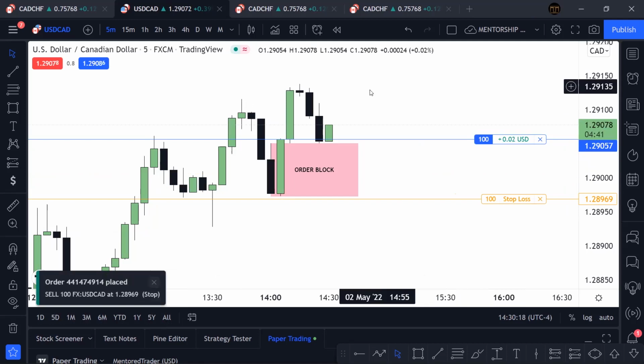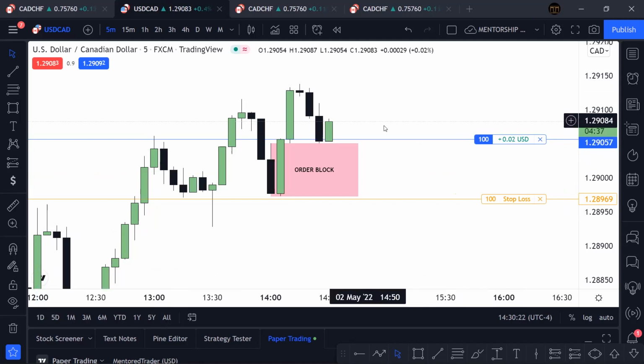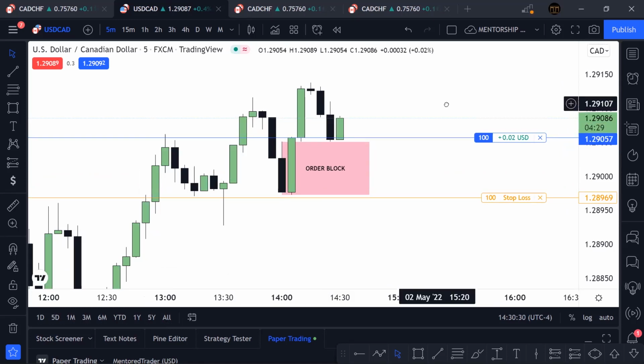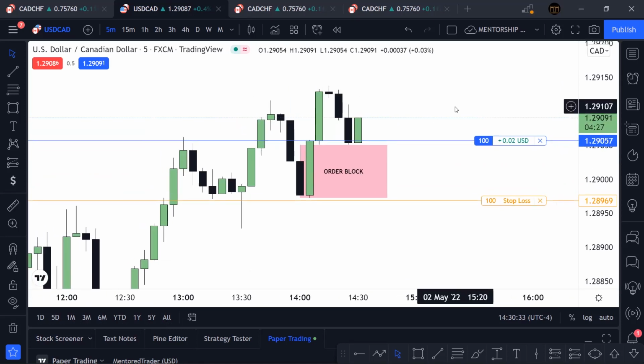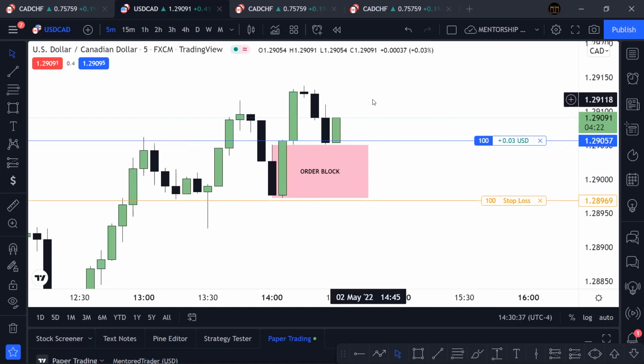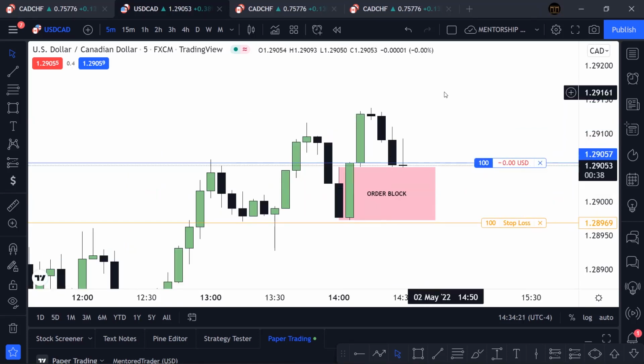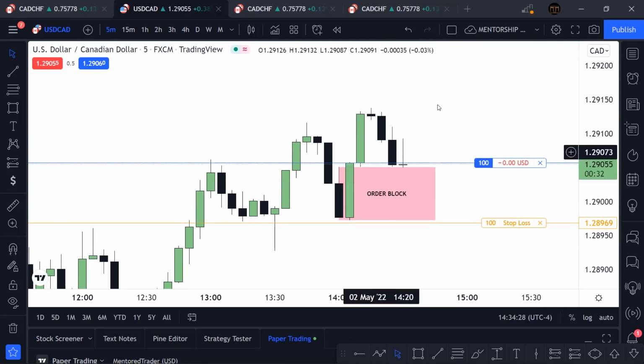Not every last green candle is an order block, and not every last black candle is an order block. I want to show you 3 different candles: order blocks, breakers, and institutional candles. Let me first start with an order block.